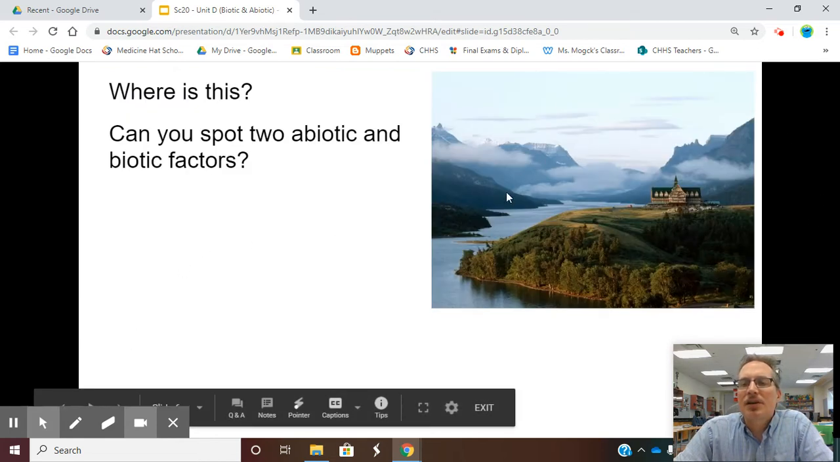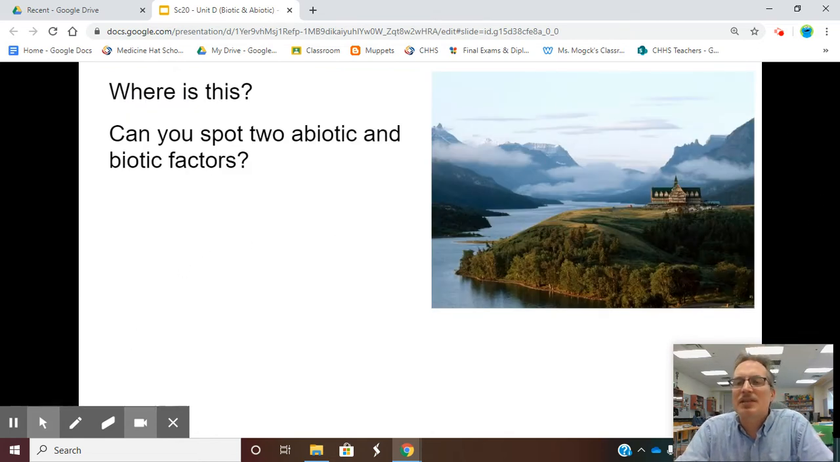Now, I'd like you to look at the picture. First off, does anybody know where this is? And then secondly, can we name two biotic and two abiotic factors from this location?